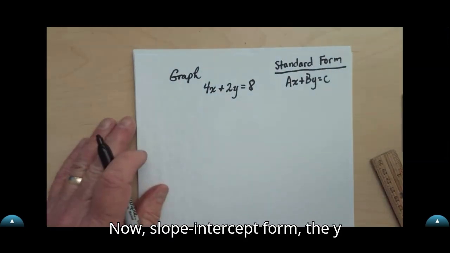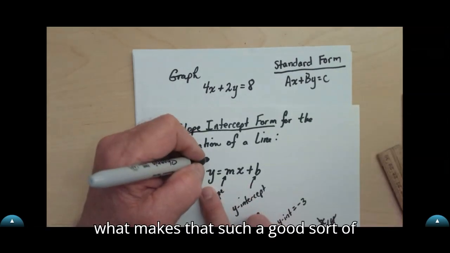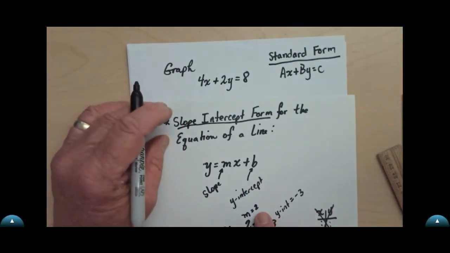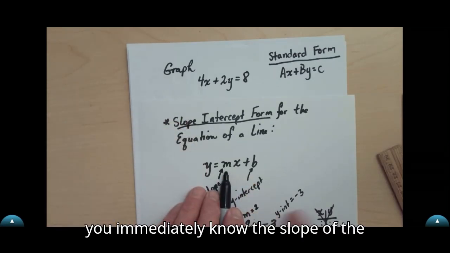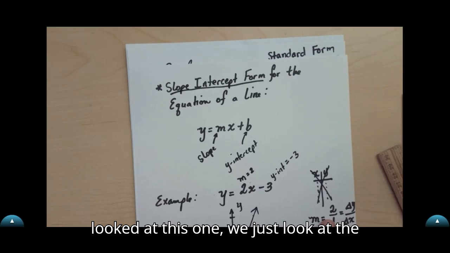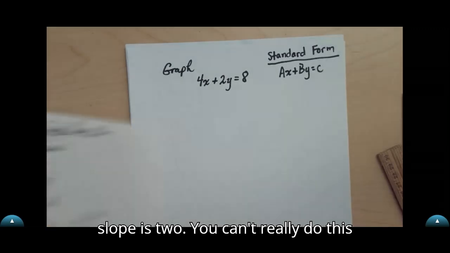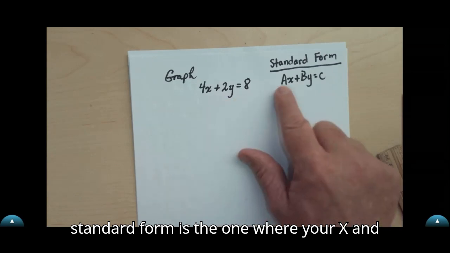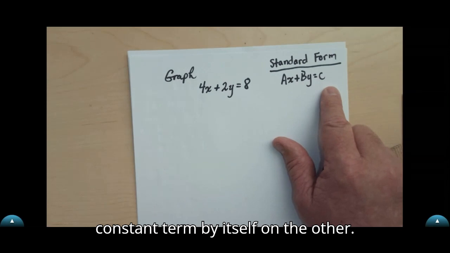Now, slope-intercept form, the y equals mx plus b thing that we looked at here, what makes that such a good way to look at equations of lines is because you literally just look at the equation and you immediately know the slope of the line and the y-intercept. Like when we looked at this one, we just look at the equation, we immediately know the y-intercept is -3 and the slope is 2. You can't really do this in what's called standard form, but standard form is the one where your x and y term are together on one side, constant term by itself on the other.